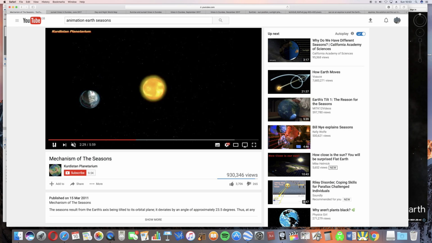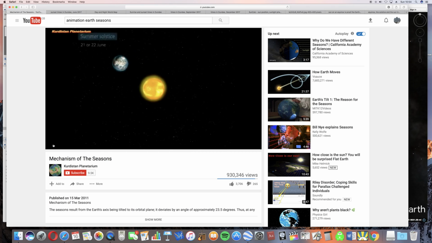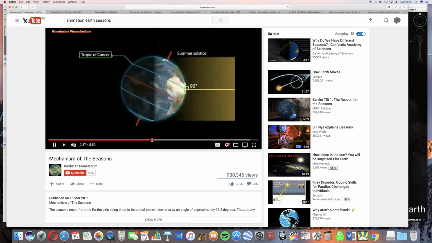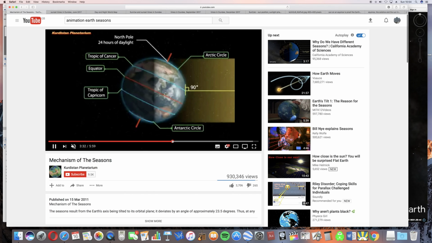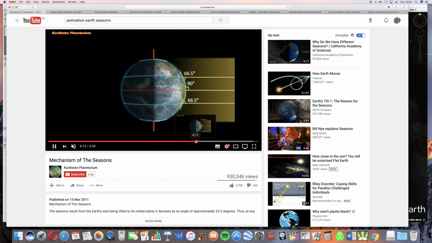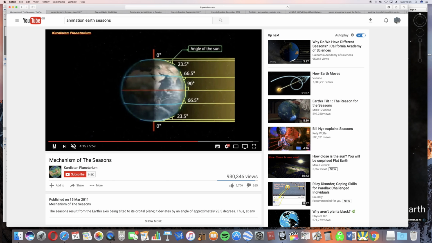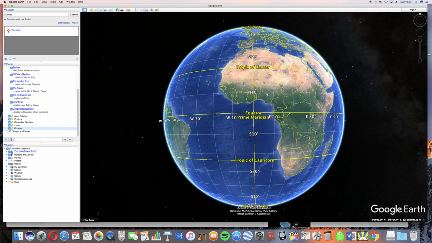And it's an excellent animation that explains the way that the Sun lights up the Earth over the course of a year. Now, it's not to scale, but that doesn't matter. It's showing you the main points and explains the solstices, explains the equinox, and what's going on. So I'd advise watching that if you're not entirely sure how this all works.